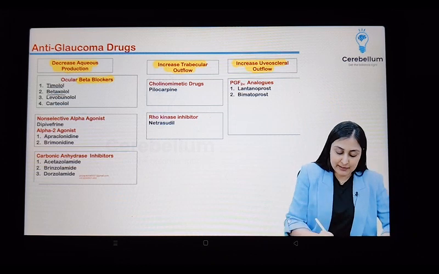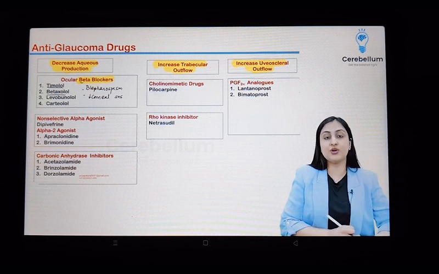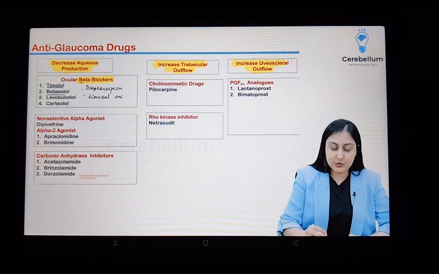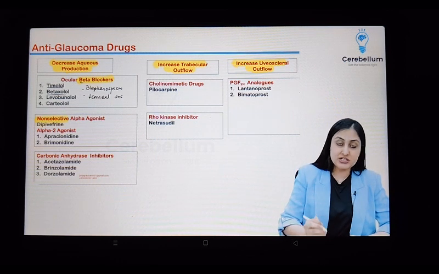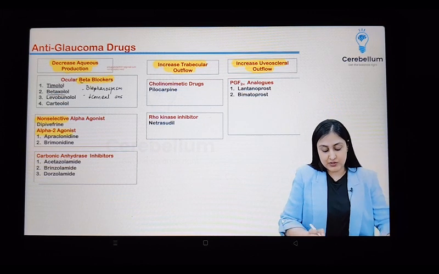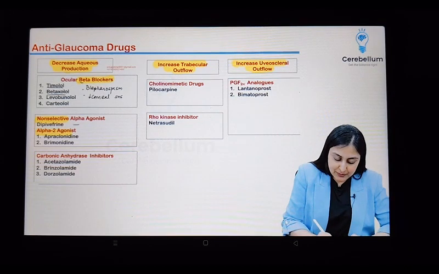The side effect for beta blockers, you want to remember B for blepharospasm. So they can cause blepharospasm and they can reduce corneal sensation. So corneal hypoesthesia, or corneal sensation reduction, are the two side effects you want to remember here. Then when we come to alpha agonists, you can either have non-selective, that is dipivefrin. Dipivefrin is nothing but the prodrug of epinephrine, and you can have selective alpha-2 agonists, which are apraclonidine and brimonidine. Now the side effects. So dipivefrin, remember, produces black conjunctiva.